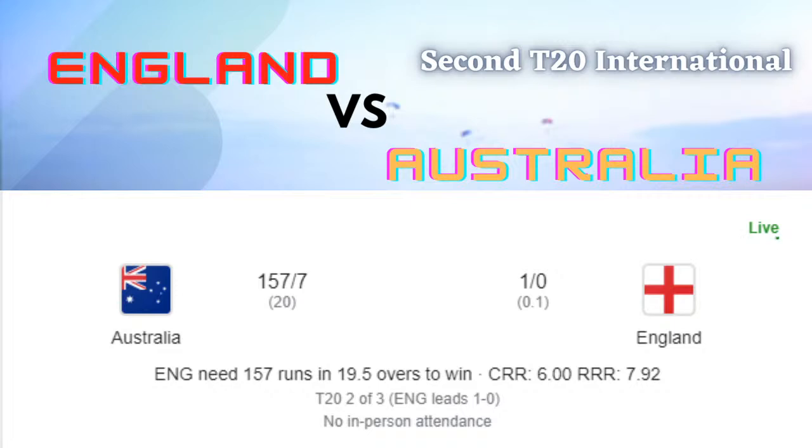So a review lost for Australia. Good bowling from Starc, but review wasted. Third ball, Starc to Bairstow. Fuller ball, outside off stump. That is a dot delivery.